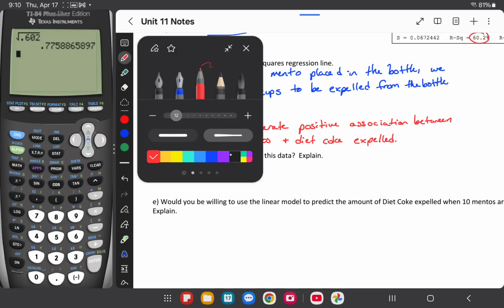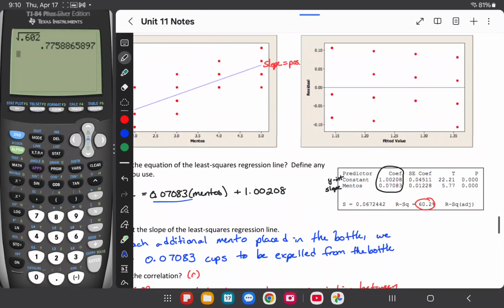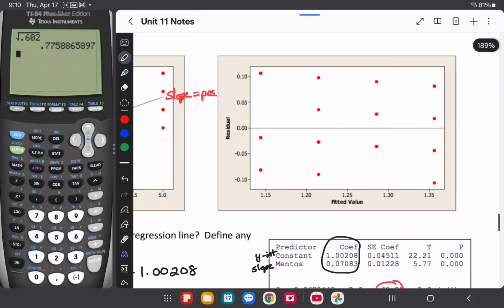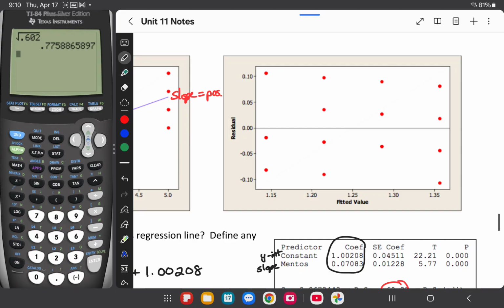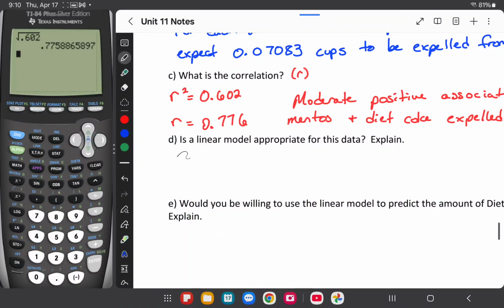So in D, is a linear model appropriate for this data? Well, we can look at a few different things to determine that. The first would be looking at our residual plot. Do we notice any sort of pattern in our data? And I would say no. It's about as equally spread as you could possibly have it. So is a linear model appropriate? Yes, because the residual plot shows no apparent pattern.